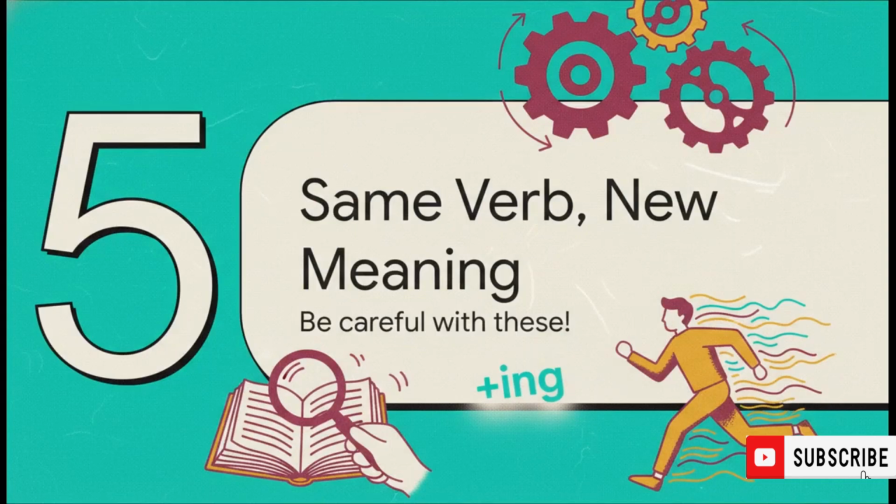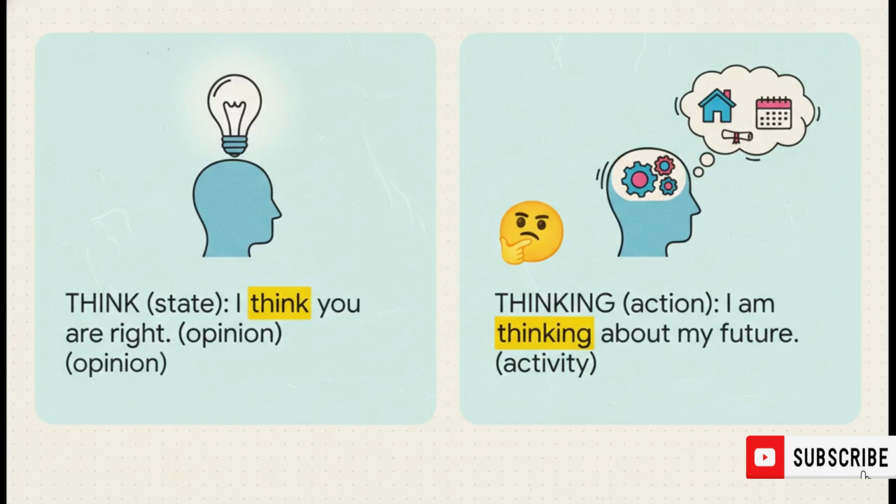All right, you ready for the next level? This is where it gets interesting. Some verbs are a bit tricky because they can be a state or an action, and when we add ing, the whole meaning changes. Let's take a look. Let's start with think. If I say, I think you are right, I'm giving my opinion. It's a state of my mind. Right. And I can't see an opinion, so no ing. Exactly. But what if I say, please be quiet, I am thinking about my future?